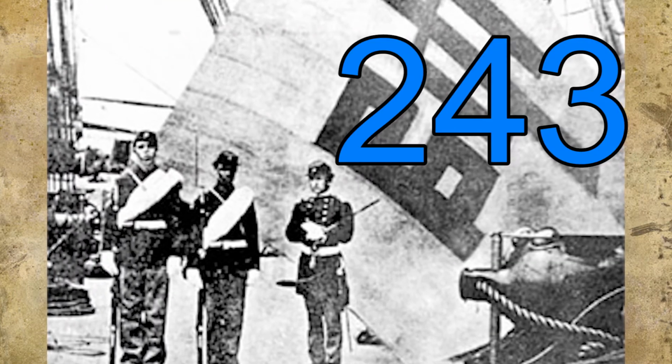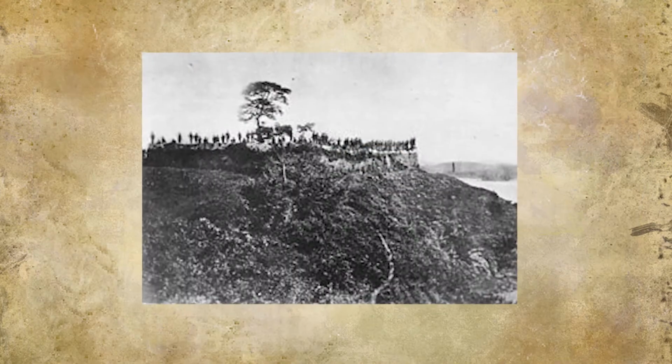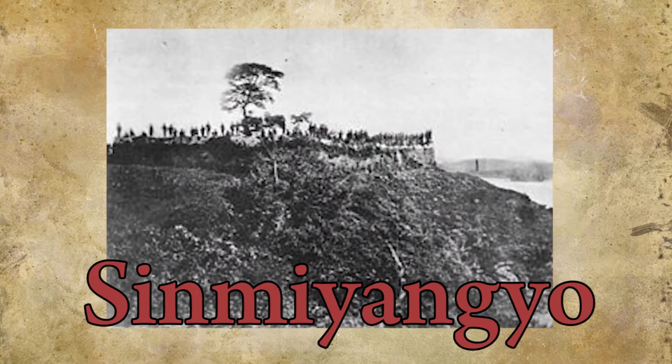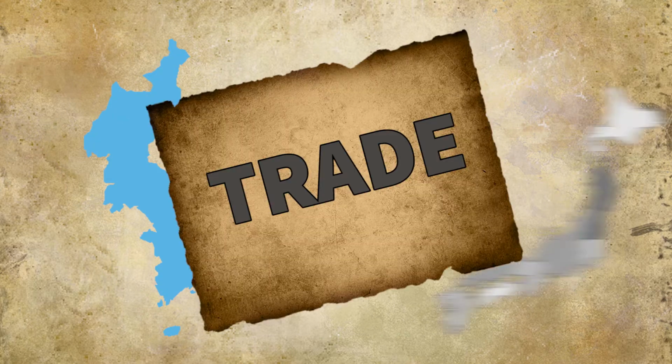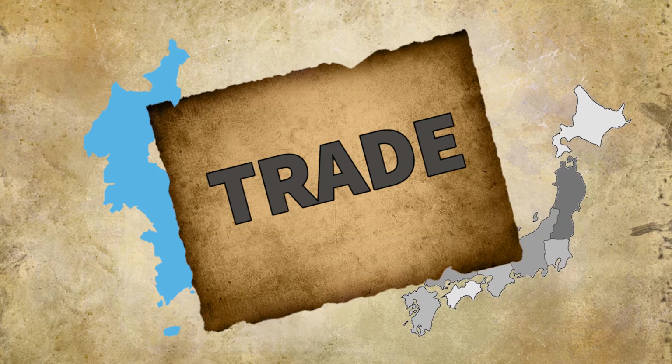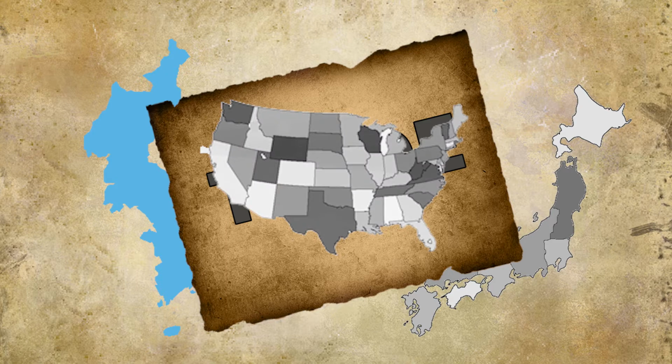In response to this incident, the United States confronted Korea militarily, killing 243 Koreans before withdrawing. This incident is known as Sinmayanjo in Korea. This ultimately forced the reclusive Korea to sign a trade treaty with Japan, and 5 years later, they signed a treaty with the US, ending centuries of isolationism.